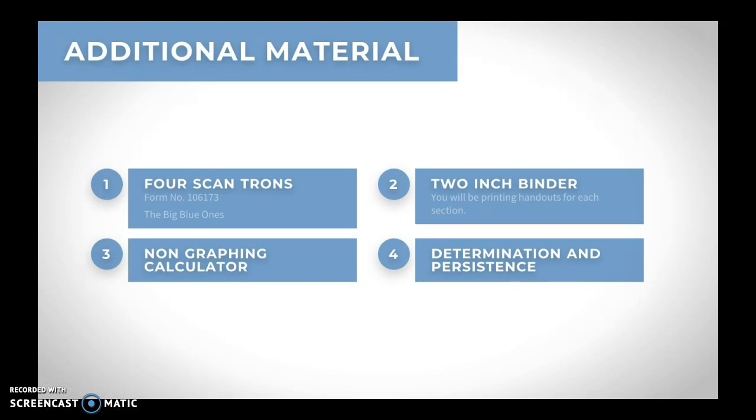What you'll need for this course, you'll need 4 Scantrons, and they are the big blue ones. You'll also need a 2-inch binder. I have PowerPoints for every single section that we're going to go over. So if you would print that out for class and bring that to class, you won't have to write down everything that is on the board or on the PowerPoint. Make it a lot easier.